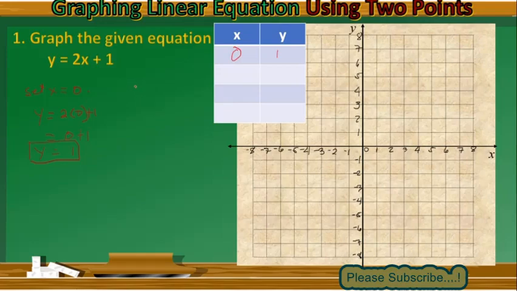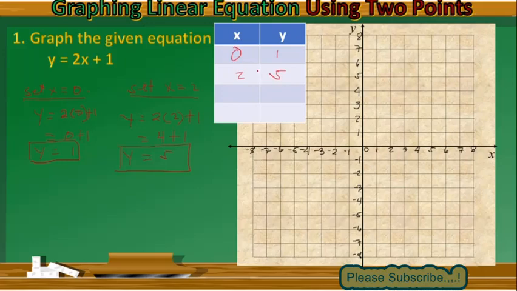Okay. If x is 0, then your y is 1. Another one. Let's set x equals to 2. Y is equal to 2 times the value of x, which is 2, plus 1. By simplification, we have 2 times 2, that is 4, plus 1. So your y is equal to 5. Okay. If x is 2, then the value of y is 5.